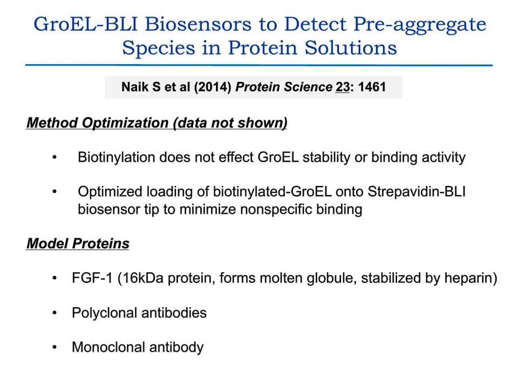I'm not going to show you a lot of the analytical method data, but we biotinylated the GroEL and showed that we could come up with conditions to do that stably. We had to optimize the methodology to reduce nonspecific binding. And then we used three model proteins, and I'm going to briefly go through some of that data with you right now. We used FGF, which is a small 16,000 molecular weight protein.